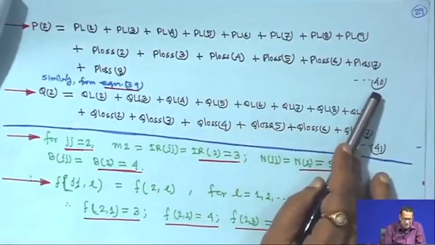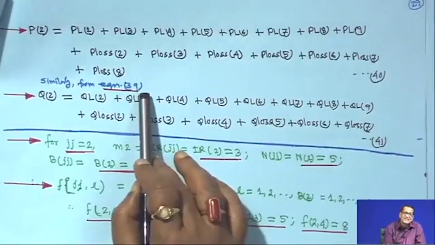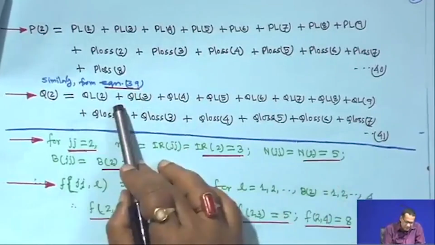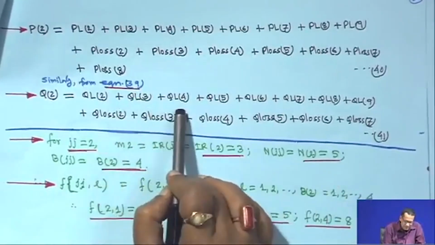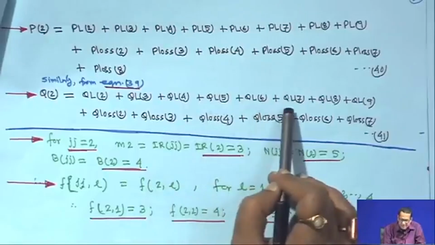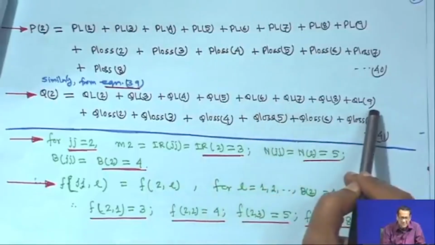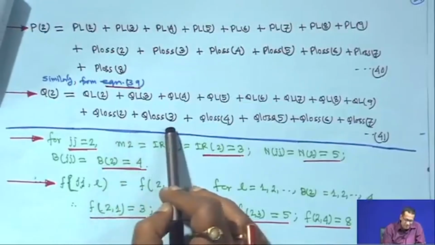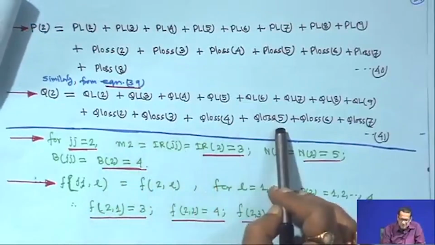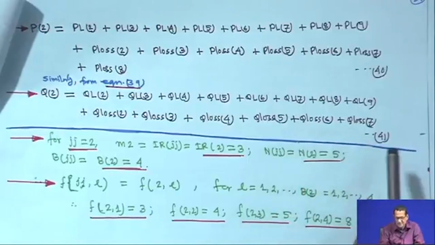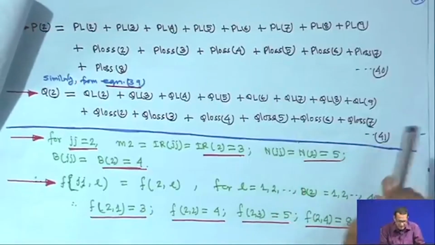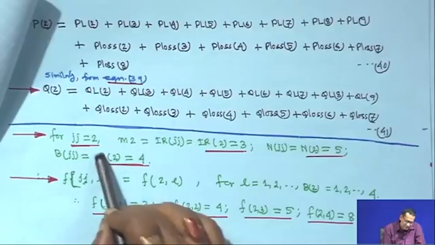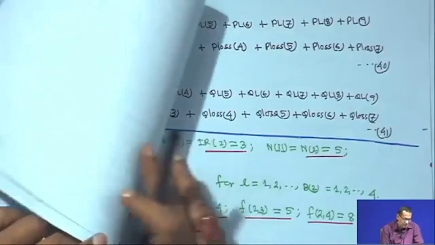This is equation 40. Similarly, for equation 39, Q2 will be QL2 plus QL3 plus QL4 plus QL5 plus QL6 plus QL7 plus QL8 plus QL9 plus all the branches accordingly will come, Q loss 2 plus Q loss 3 plus Q loss 4 plus Q loss 5 plus Q loss 6 plus Q loss 7. This is equation 41. Now, for jj is equal to 2, now we will come to that.